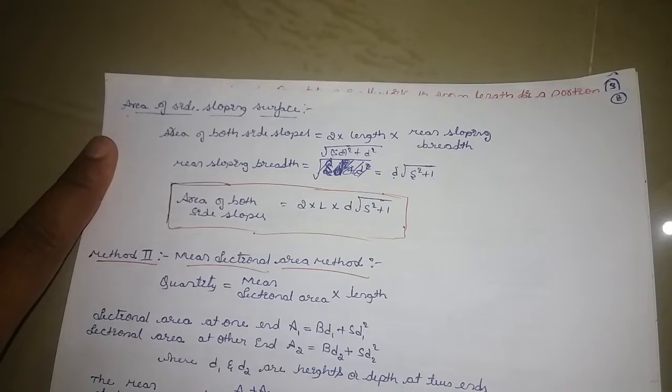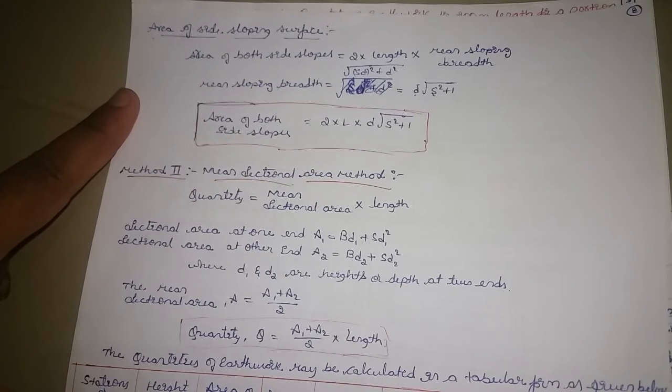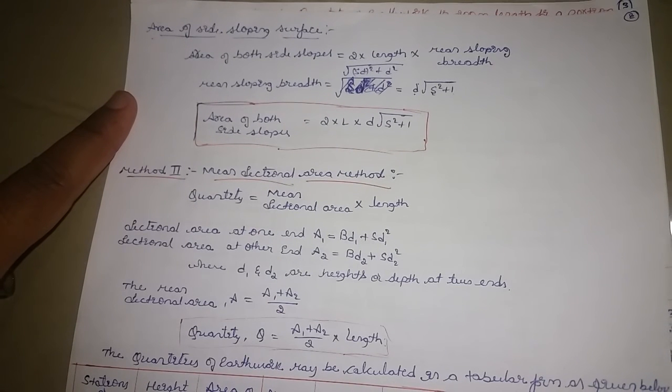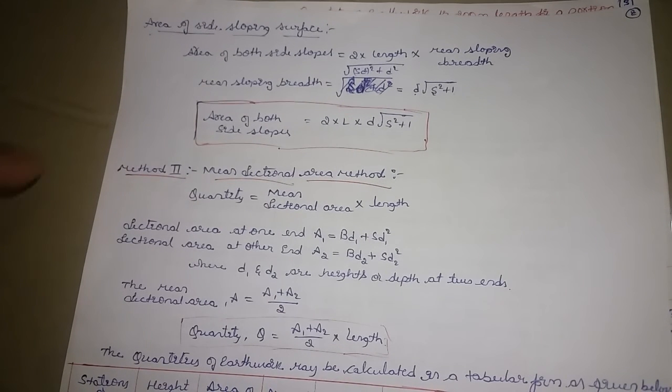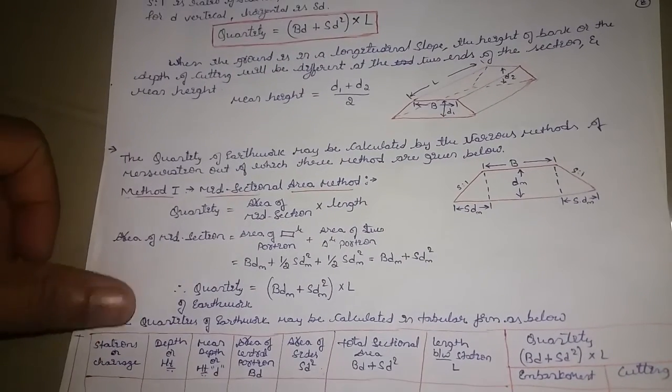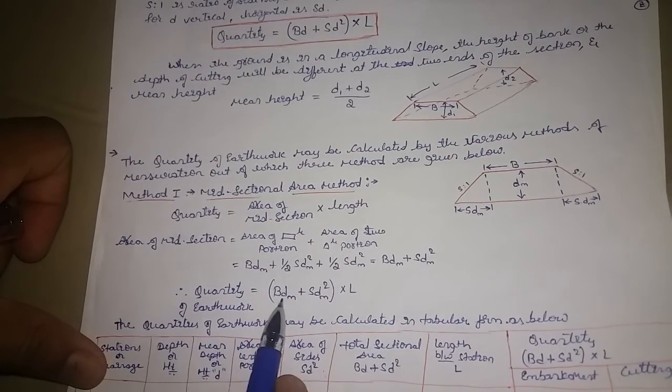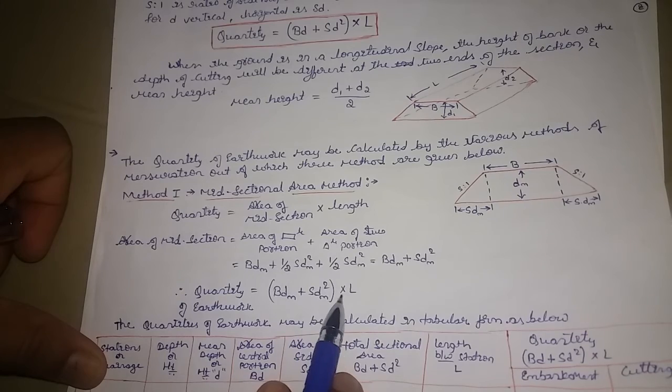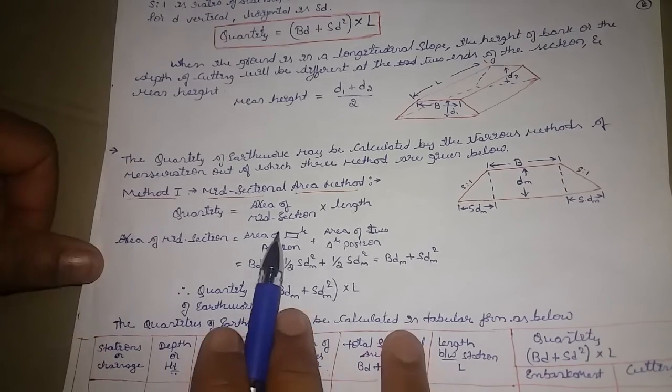Okay, so now what is the second method? You understood the first method, right? The first method is nothing but the mid-sectional area method. We'll just brush up method number one. We also saw that the quantity of the earthwork is equal to BD plus SD square into L. The tabular column will be there.